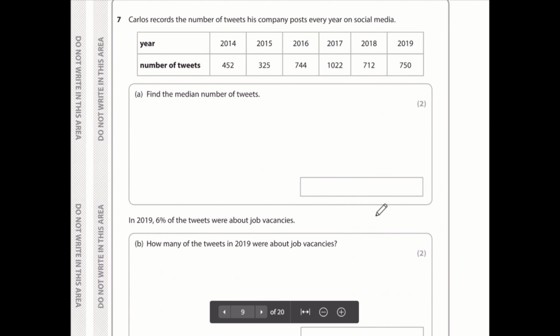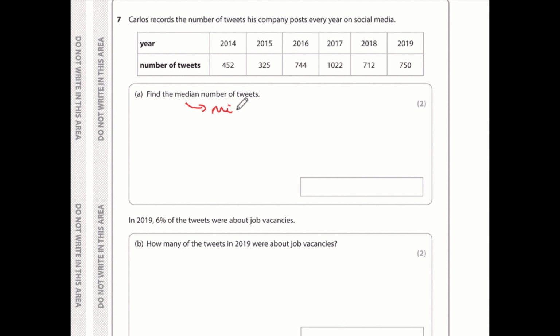Question number 7, find the median number of tweets. Okay, so what we need to do is, well, first of all, we need to remember that the median is the middle value, but it's only the middle when they are in ascending order. Now, we need to order these numbers here. So the lowest is 325, next is 452, next is 712, then 744, then 750, then 1022.